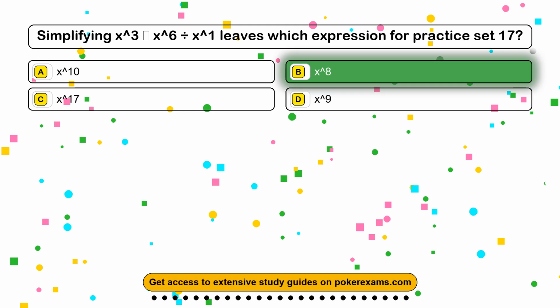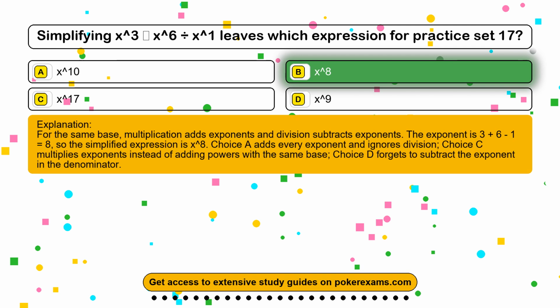The correct answer is option B, x^8. For the same base, multiplication adds exponents and division subtracts exponents. The exponent is 3 plus 6 minus 1 equals 8, so the simplified expression is x^8. Choice A adds every exponent and ignores division. Choice C multiplies exponents instead of adding powers with the same base. Choice D forgets to subtract the exponent in the denominator.